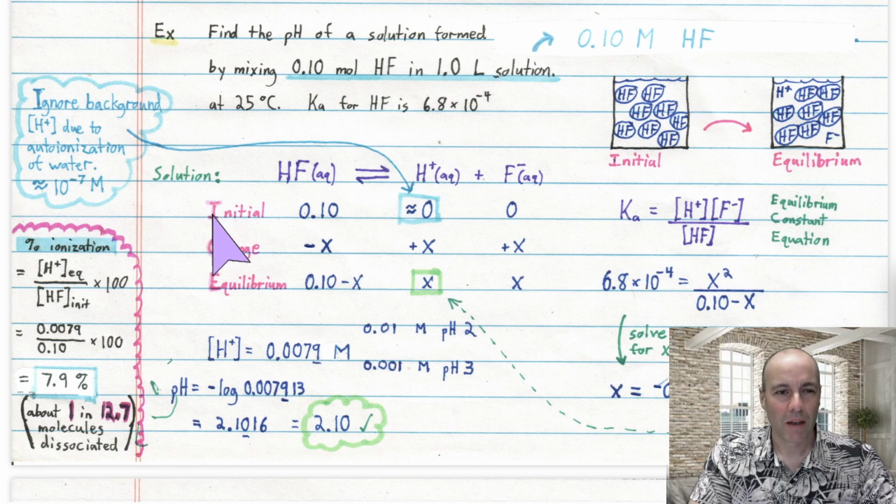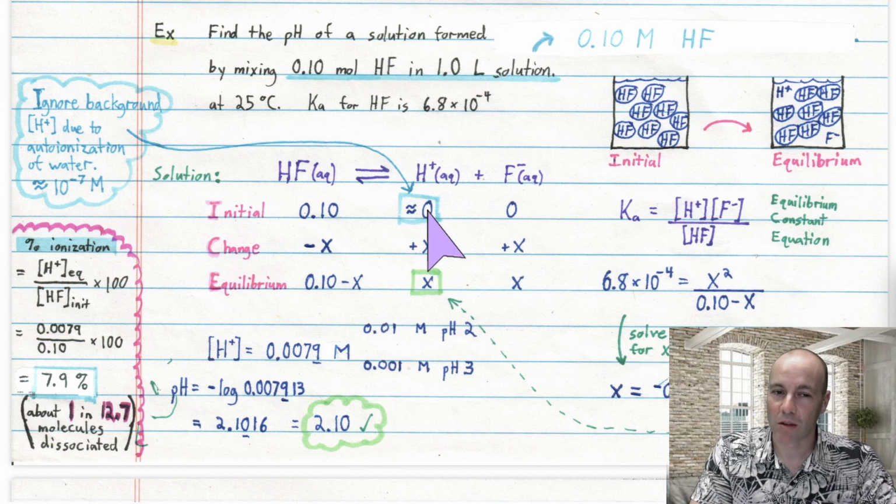Now, at the very beginning, you're told that the molarity of the HF is 0.1 molarity. It doesn't say anything about any proton concentration or fluoride concentration, so you assume that they're nothing. It turns out that water does always have a tiny bit of background proton concentration, but it's so small that it can almost always be ignored. And so that's why we have this approximately 0. You can ignore the background proton concentration, which is due to the autoionization of water.